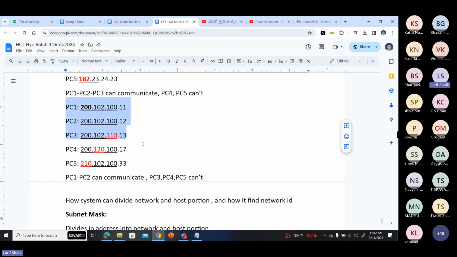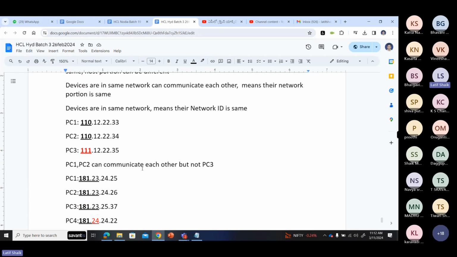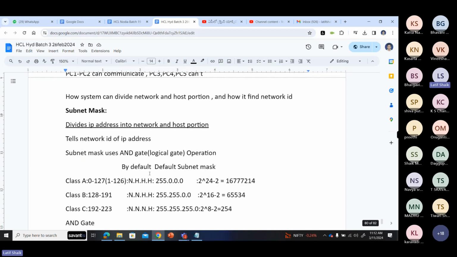So compulsorily verify the IP address. If two systems in the same physical network are not able to communicate, check their IP address and check the connectivity. Make sure both IP addresses are in the same network or not. PC1 and PC2 can communicate, PC3, PC4, PC5 cannot. Why? Somewhere in the network portion, it is different. And very important, guys, the host portion should not be the same for two or more devices.